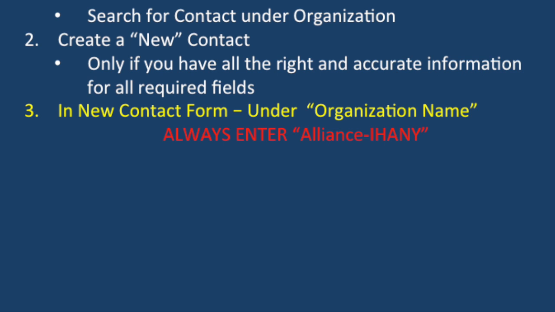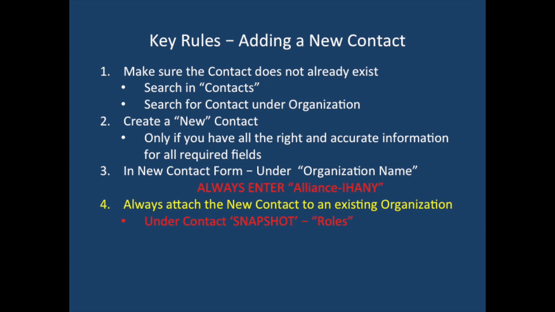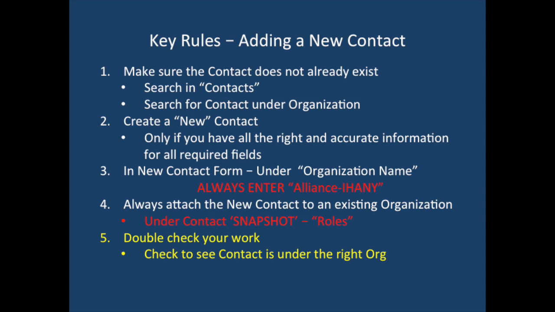Thirdly, under the contact profile, under organization name, please make sure you always enter Alliance Ihaney under the contact profile. We will be setting up triggers to ensure that is done. And then lastly, make sure you connect the contact to an existing organization and to a location. And then double check that before you close out to ensure that, yes, in fact, your contact has been appropriately connected to an organization.